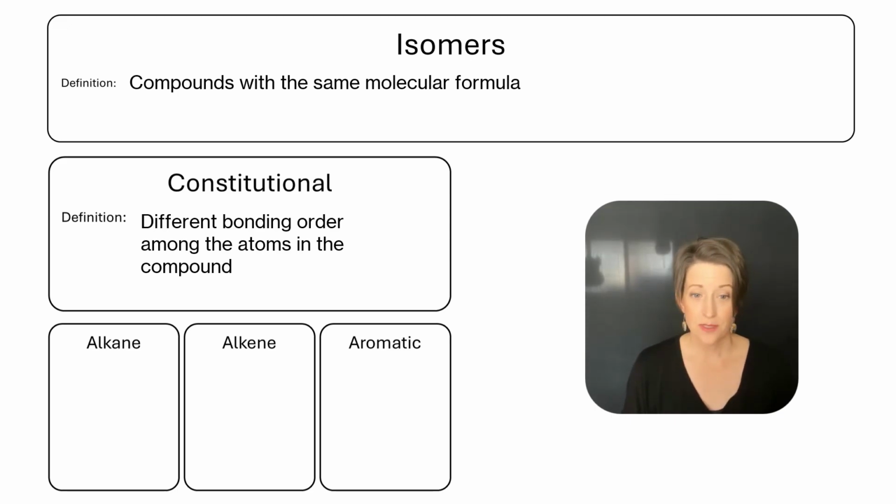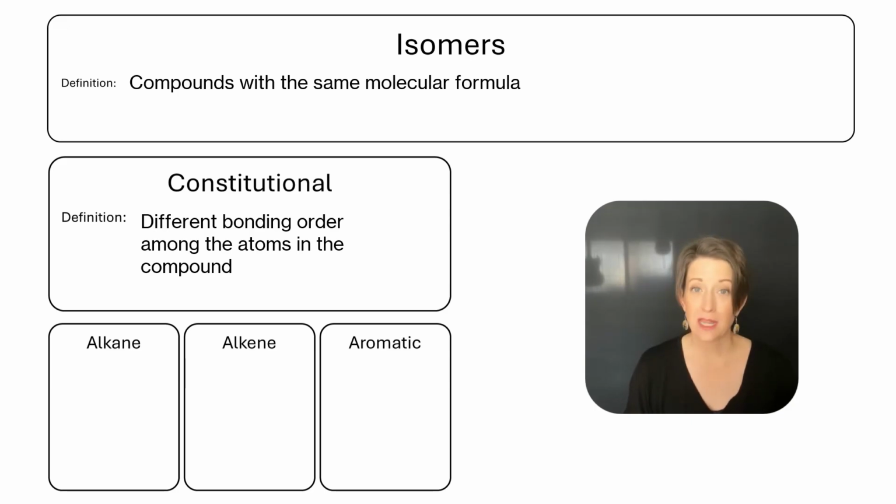Constitutional isomers have different bonding order of the atoms in that molecular formula, which means there is a change in at least one carbon classification within that compound. And when we change carbon classification or rearrangement of bonding order, the name of the compound also changes. And that is one way you can check that you've made an appropriate constitutional isomer: name the structure you drew.